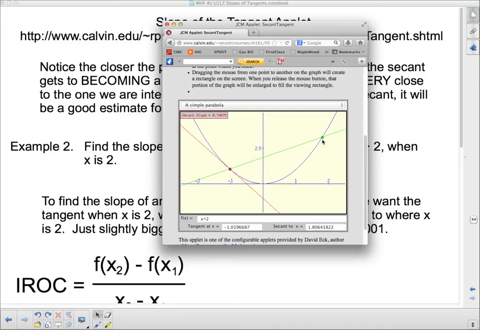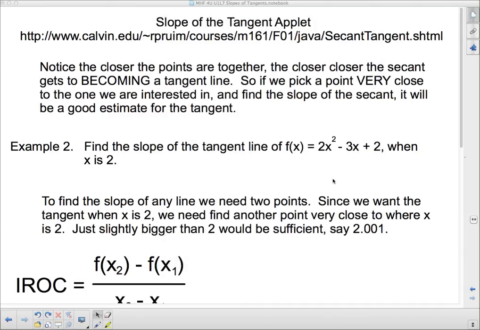So the main thing here is that we're going to use the slope of a secant because I can find 2 points on the function. I can't find another point on the tangent if I don't know what the slope is, but I can find another point on the function, and I can find any point I want on the function. So I'm going to find 2 points that are very, very, very close together, so close together they might as well be the same point. And in that case, I can get a pretty good estimate of the slope of the tangent. So let's see how we actually do that.